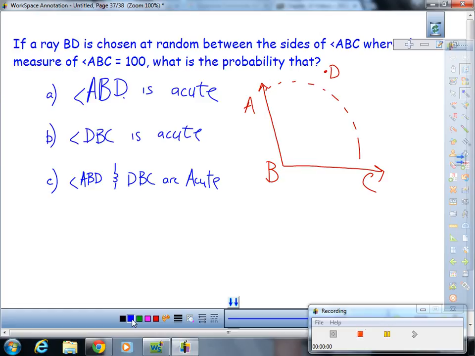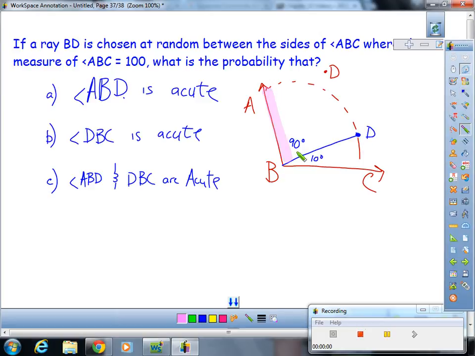ABD. Well, if D is anywhere before it gets to 90, it will be acute. Now, again, you guys start counting points. Some of you want to call that 89.5, because once it gets to 90, it will no longer be acute. I get that. But how many points are on this curved arc right there? There are infinitely many points, so you can't do it by counting points. So you've got to think of it as regions.